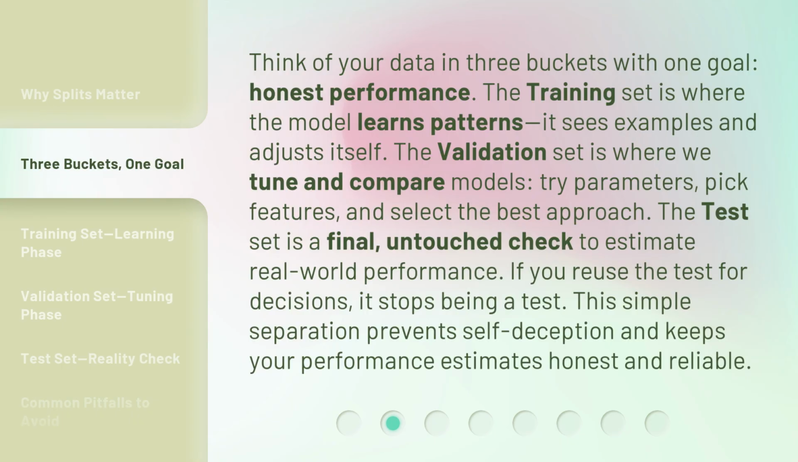Think of your data in 3 buckets with one goal: honest performance. The training set is where the model learns patterns. It sees examples and adjusts itself. The validation set is where we tune and compare models, try parameters, pick features, and select the best approach. The test set is a final, untouched check to estimate real-world performance. If you reuse the test for decisions, it stops being a test. This simple separation prevents self-deception and keeps your performance estimates honest and reliable.